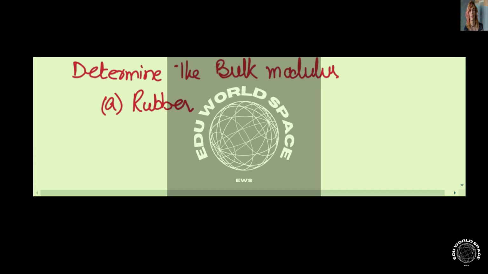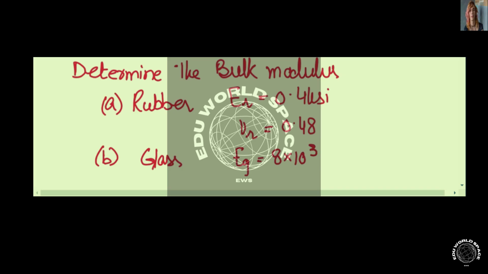And its E sub r is equal to 0.4 ksi, and epsilon sub r is equal to 0.48, right? And the other material is glass, right? And its E sub g is equal to 8 into 10 raised to power 3 ksi, right? And epsilon sub g is equal to 0.24, right?